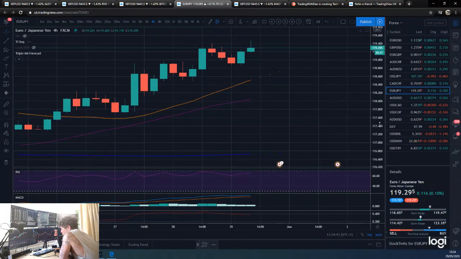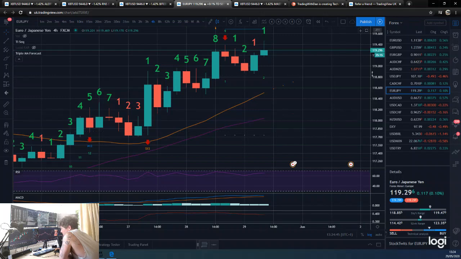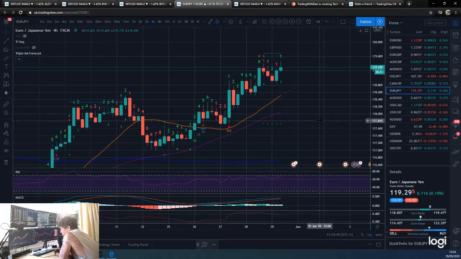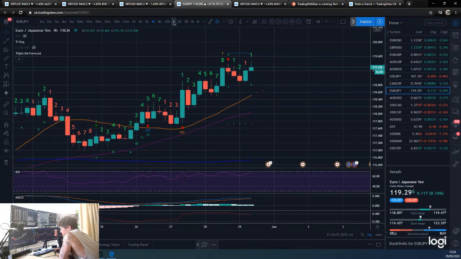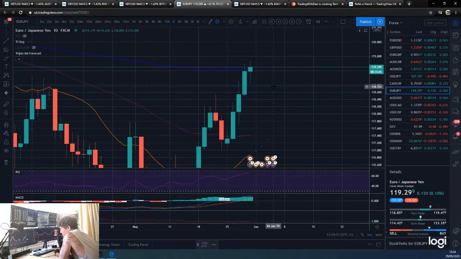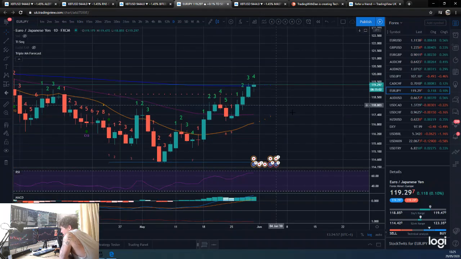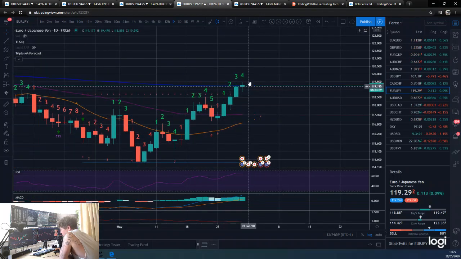Euro, Japanese yen. 4-hour chart. We should have really drawn this on. Not sure why I didn't. Maybe we just didn't look at it. Maybe we were waiting to see how we interacted with the 200-day. So we have to wait now.